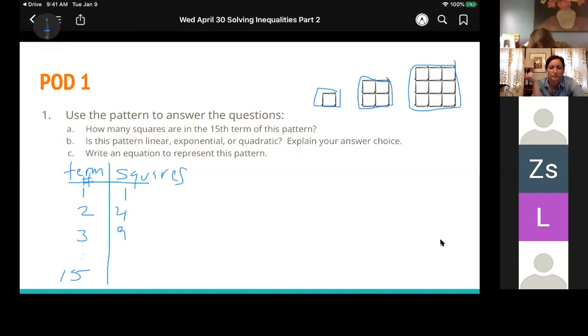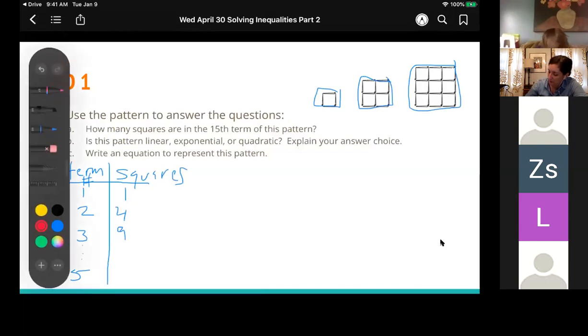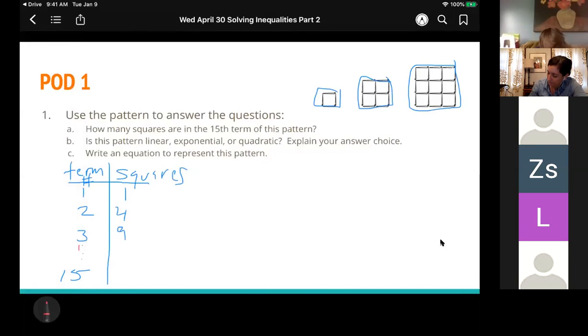Would the next one be 16? The next one would be 16. Joe, how'd you come up with that? So the first term is 1 square, and then the next one is 4, so 1 plus 3 is 4. Okay. So it's plus 3, and then the next one is plus 5. Plus 5. So the next one would be plus 7. By odd numbers.